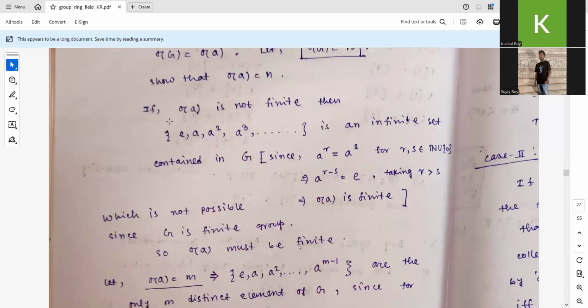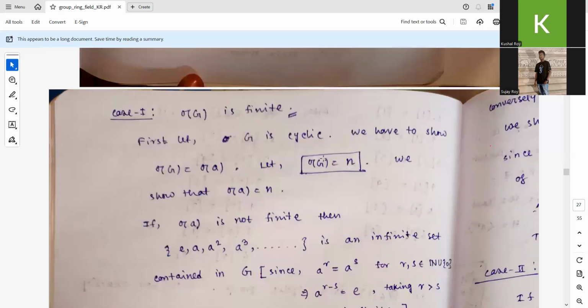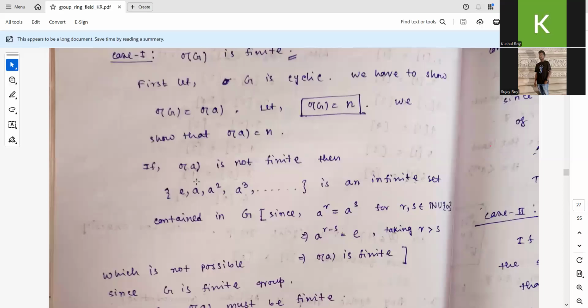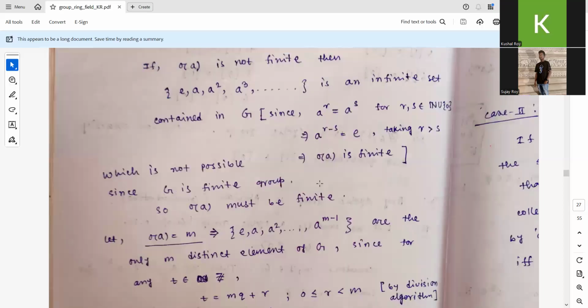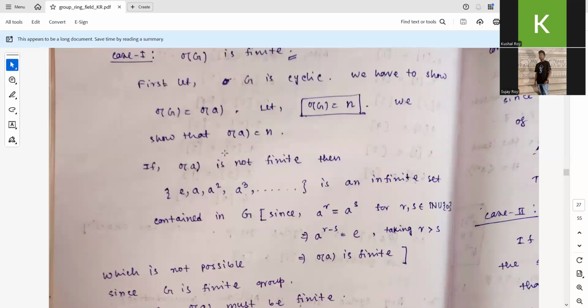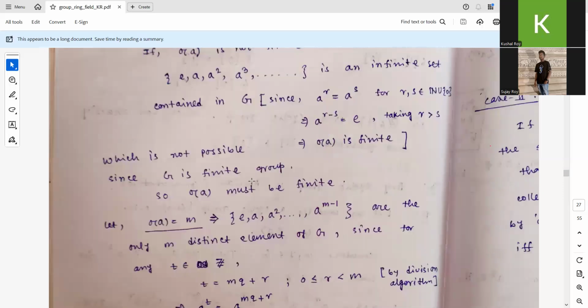So if the order of a is not finite, in that case a can constitute infinitely many elements, but G is finite, so it cannot happen. Since it cannot happen, a must be of finite order. Therefore, if you consider any finite group generated by some element, that element must be of finite order.